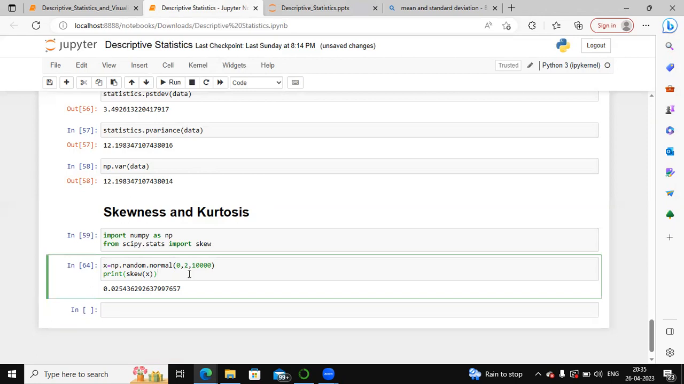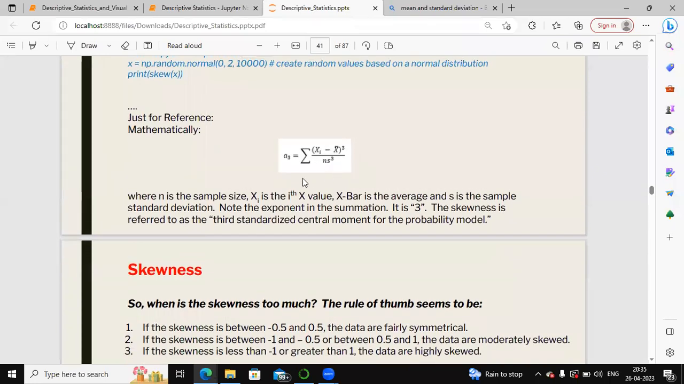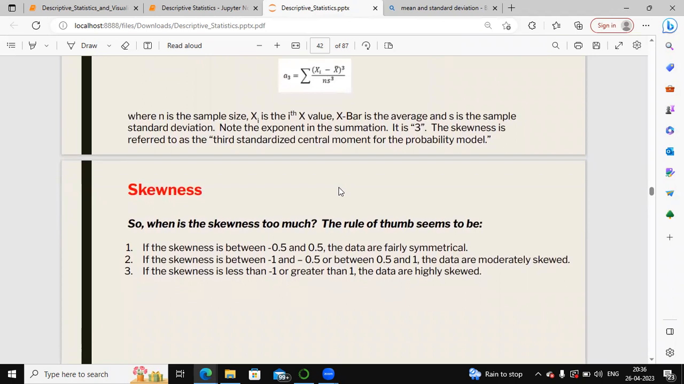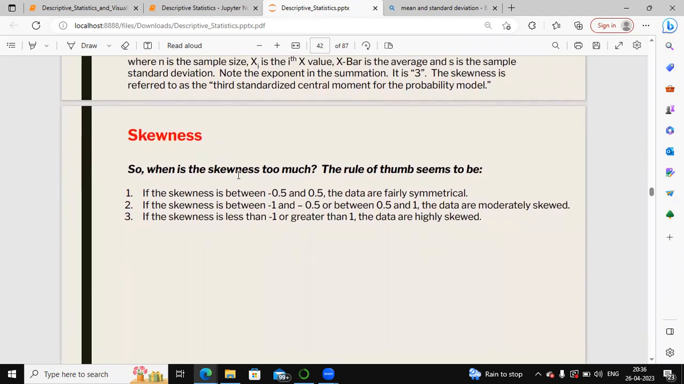But yes, most of the time in real-time data there are some outliers present within your data, so the skewness is still small. It's 0.02. Let's see how skewness works. This is the formula for finding skewness, where n is the sample size, xi is the ith x value, x bar is the average, and s is the sample standard deviation. Note that the exponent of the summation is 3. Skewness is referred to as the third standardized central moment of the probability model. So you can see, when is the skewness too much?